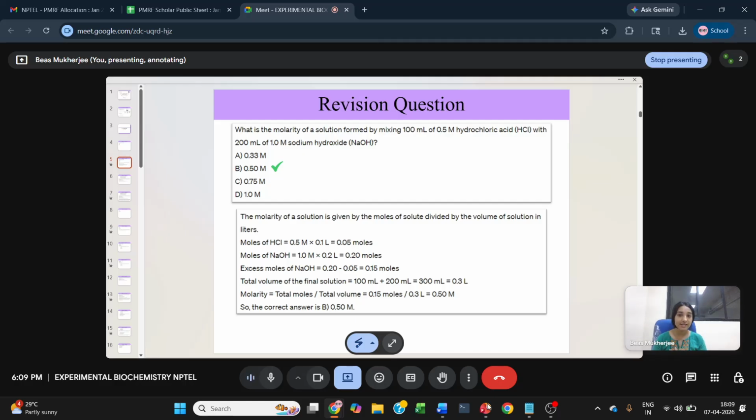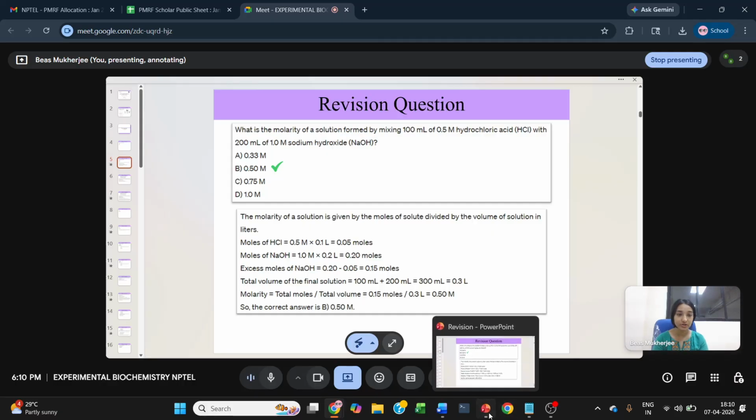Now, moles of HCl is equal to 0.05 moles, and moles of NaOH is 1 molar into 0.2 liters. So that is your 0.20 moles. Now, excess moles of NaOH are there by 0.15 moles. So the total volume of the final solution would become 300 ml, that is 0.3 liters. And the molarity is total number of moles by total volume. So that is 0.15 moles divided by 0.3 liter, and that gives us 0.5 molar. So the correct answer would be option number B, 0.5 molar.